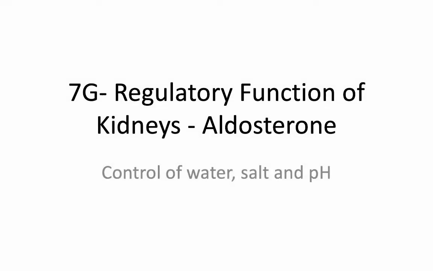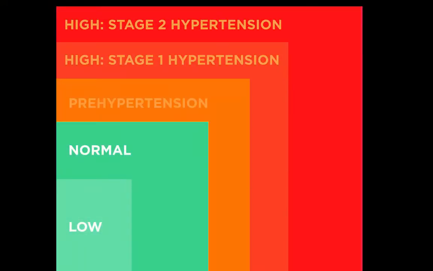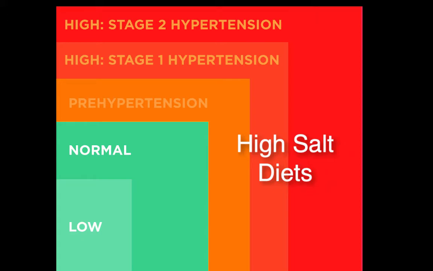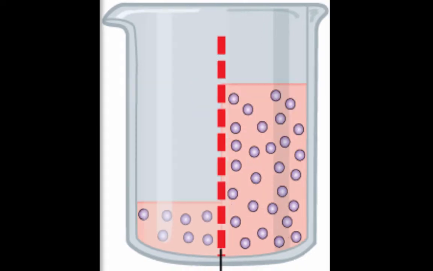Lesson 7G, regulatory function of the kidneys using aldosterone and pH control. A second regulation of urine formation involves sodium ions in blood plasma. High blood pressure is associated with an overabundance of sodium ions in the blood, often because of high salt diets. If the blood is too salty, then water will enter the blood via osmosis, leading to an increased blood volume and therefore increased blood pressure.